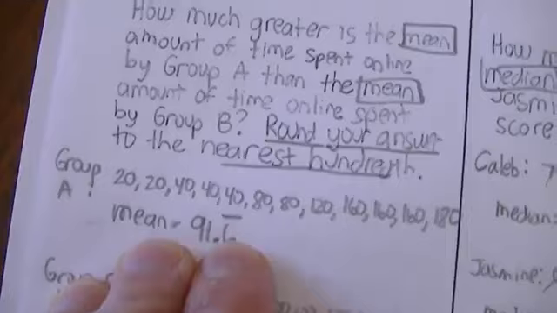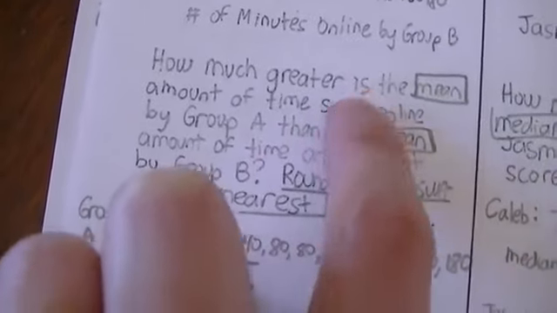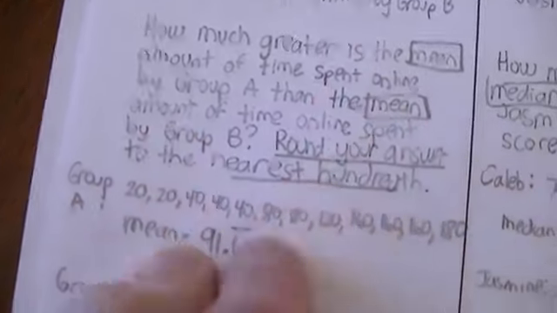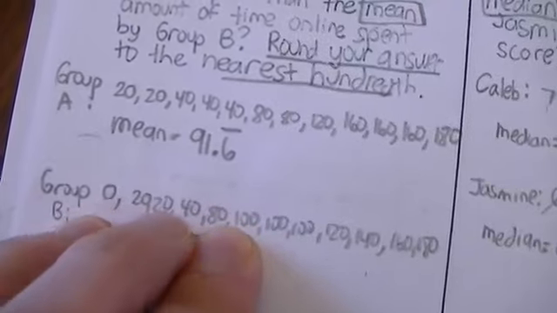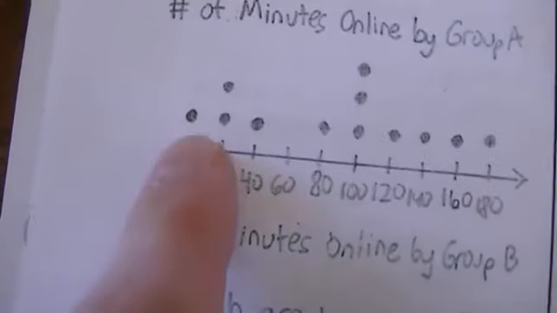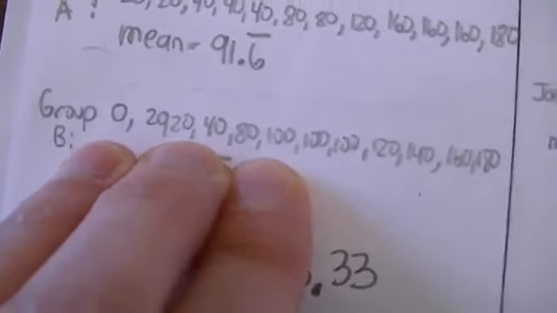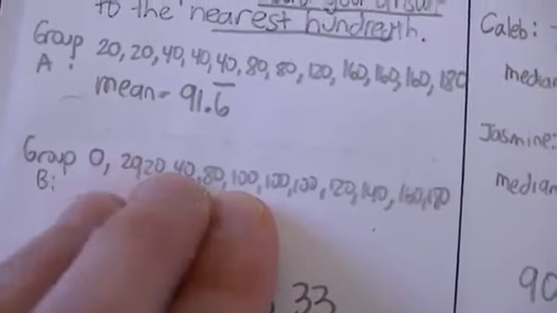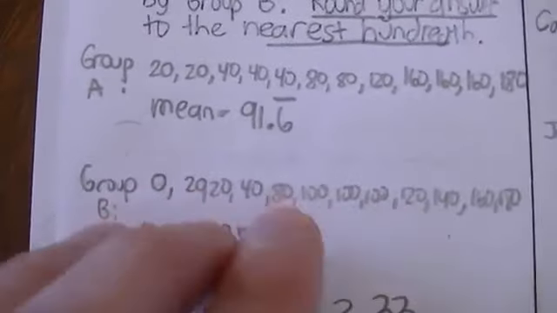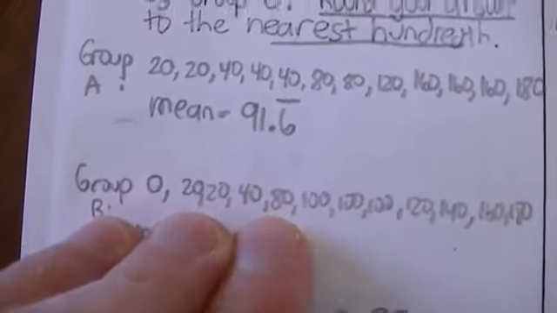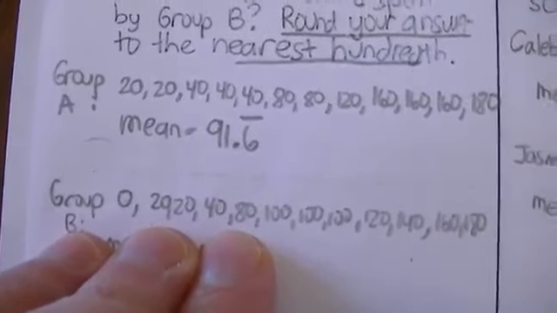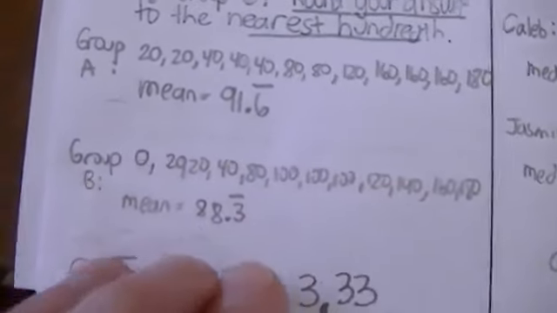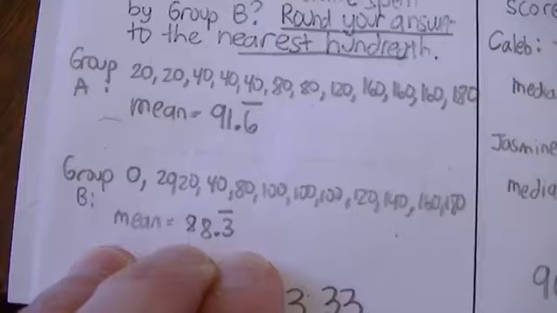That's not the answer. The answer is when you subtract them, because they want to know how much greater one is than the other, okay? Group B's data. Yes, include the 0. See, there's one person that didn't spend any time online. So you include that in your data, okay? So those are your data points. You add them all together, even the 0, and then divide by how many there are, including the 0. There should be, what, 12? 1, 2, 3, 4, 5, 6, 7, 8, 9, 10. Yeah, 12. So add them all together, divide by 12. That's your mean right there, 88.3 repeating.